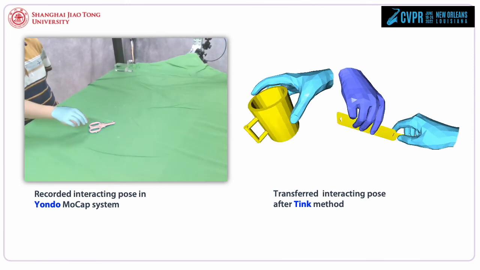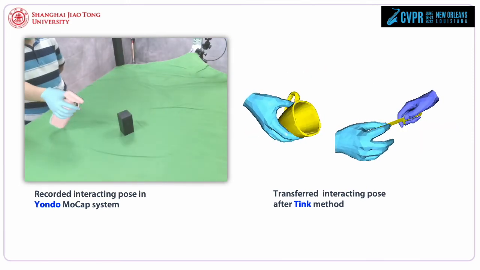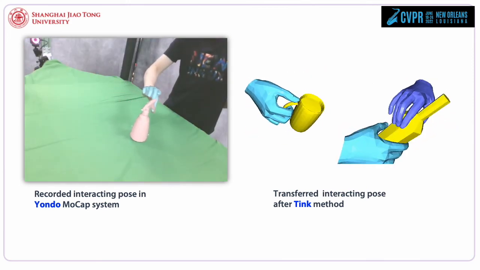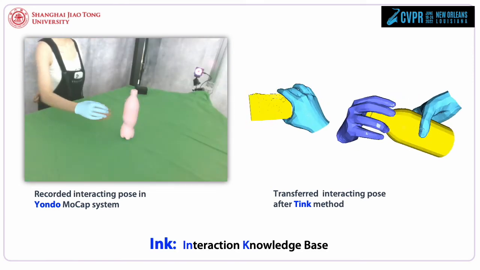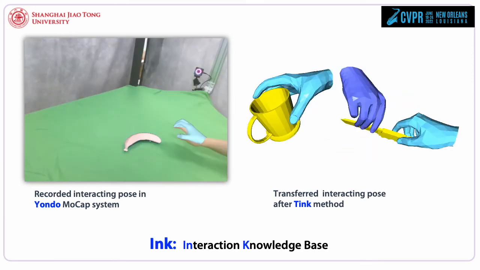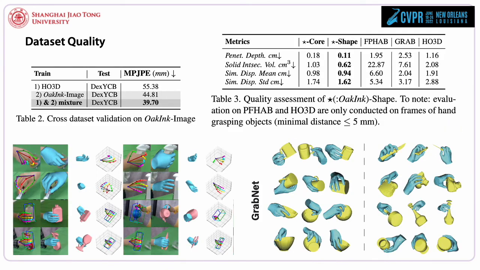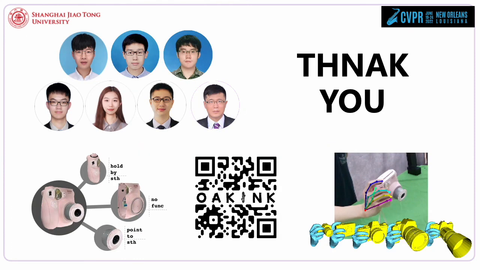All the recorded interactions in the YONGDO system and all the transferred interactions after TINK fulfill our second knowledge base, Inkbase. We provide cross-dataset validation of the OakInk image subset and quality assessment of the OakInk shape subset. We benchmark the OakInk dataset on hand mesh recovery, hand-object pose estimation, and grasp generation tasks. We show some qualitative results here. Thanks for listening.